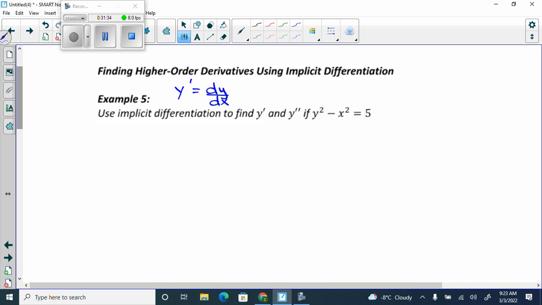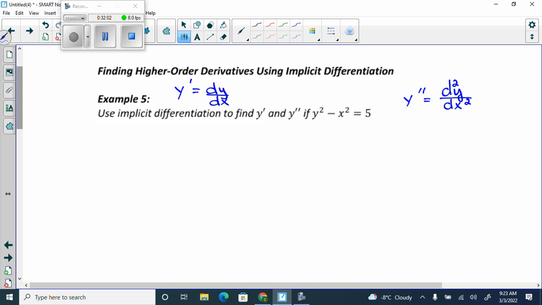Just so you know, if you take the derivative of dy over dx, it becomes d2y over dx squared. That's how they write it. I don't know why they put the 2 in the middle of the 2, but that's how they do it. Just so you know, the second derivative, y double prime, will be that if they wrote it in that notation.